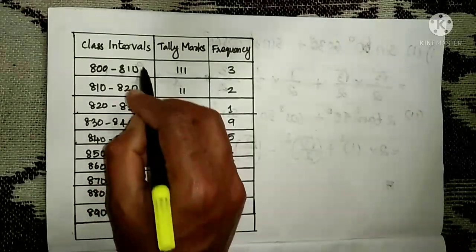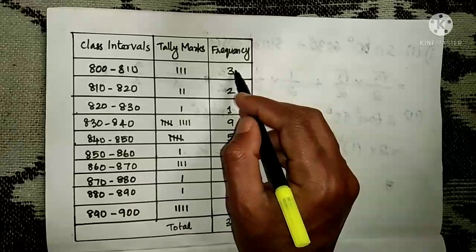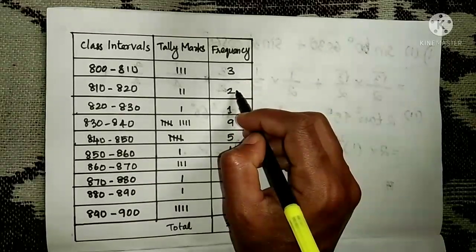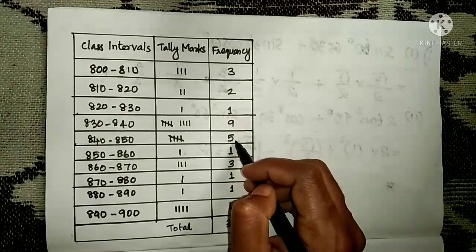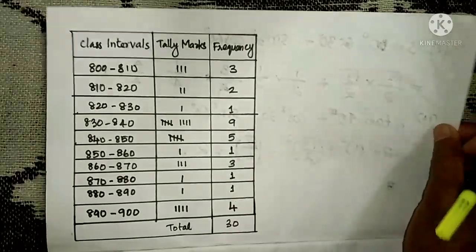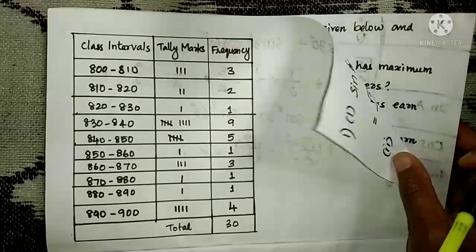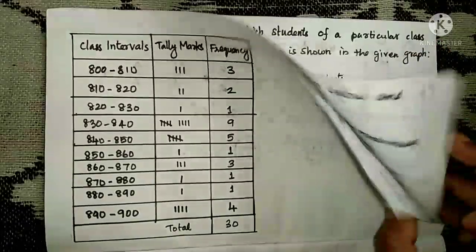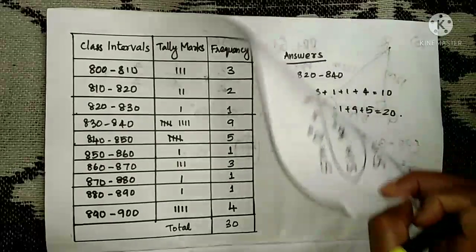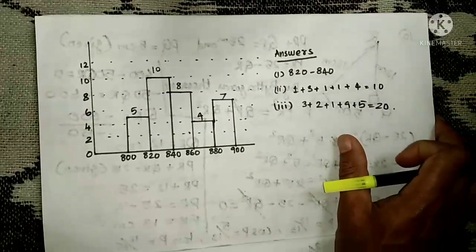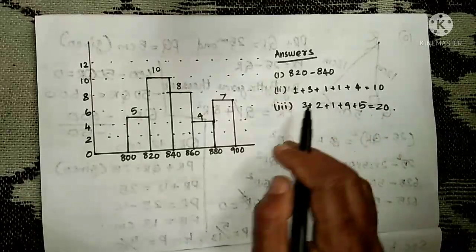So we have to select all these classes. 3 plus 2 plus 5 plus 1 is 6, 6 plus 9 is 15, plus 5 is 20. So that is the answer to that question. So 20 is the answer. Here are the answers I have given. This also you can write.